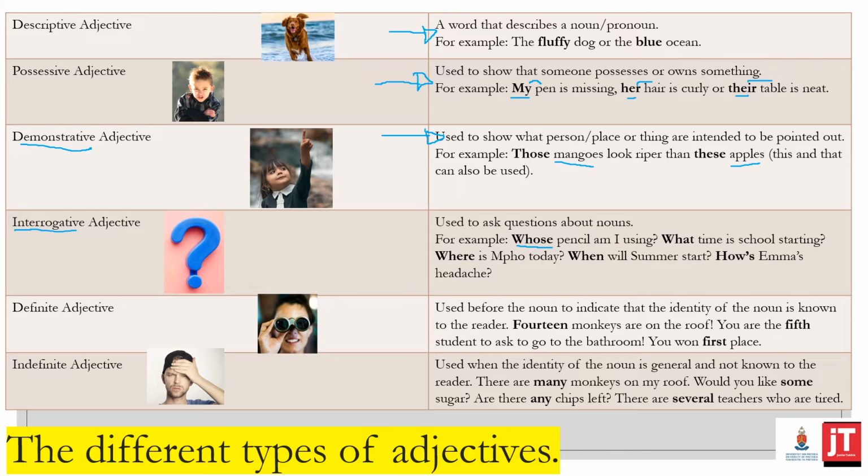So again, they're giving us more detail about this noun, okay. Whose pencil am I using? Okay, it's indicated this pencil doesn't have an owner. Whose is it? Okay, what time is school starting? Hopefully it always starts at the same time, but sometimes, you know, it's a special day. Okay, so what, who, where, when, and how.